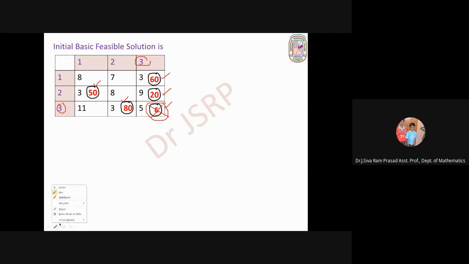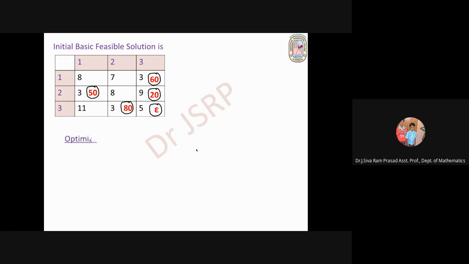So now we get the degenerate solution here, since one of the basic cells is 0, since epsilon tends to 0, approximately equal to 0. So one of the basic variables is 0. So this solution is a degenerate basic feasible solution. This is the initial basic feasible solution. Now we have to optimize this solution.